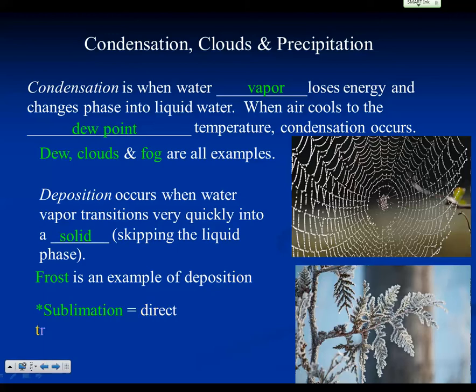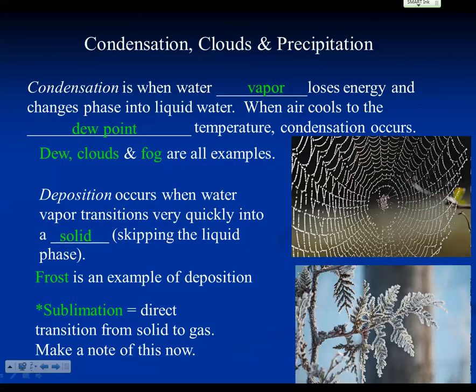Deposition occurs when water vapor transitions very quickly into a solid. So if it skips the liquid phase because the dew point's below freezing, we get literally water vapor changing directly to frost on a windshield, for example. And then the opposite of that: you notice the frost sometimes disappears, or a snowbank will just get smaller, and it's not because it actually warmed up quite a bit and melted to liquid. It went straight to a gas, and that's called sublimation, kind of like what dry ice does. So these are some phase changes, and we're going to be spending more time in the next unit on phase changes, so I'm not going to get into it too much here.